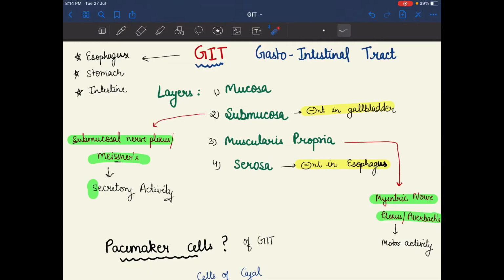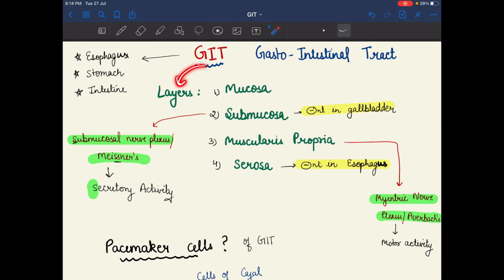So today I am going to revise the topic GIT and I hope you are also revising it with me. So let's begin. GIT means gastrointestinal tract, and in this we are basically learning about the esophagus, stomach and intestine. These were the parts of the GIT: esophagus, stomach and intestine.